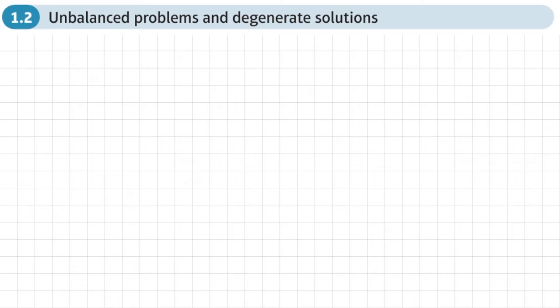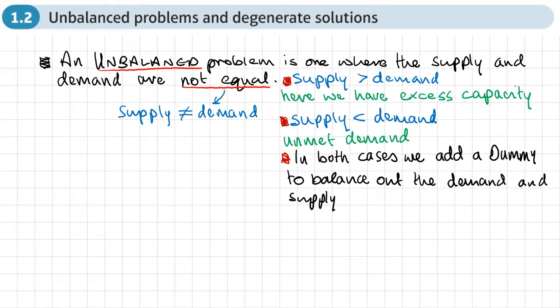This is the second section of chapter 1, and in this section we're going to be looking at unbalanced problems and degenerate solutions. So first of all, what is an unbalanced problem? An unbalanced problem is one where the supply and demand are not equal. In the examples we've done before, the supply and the demand have been equal. So what do we do if they're unequal?